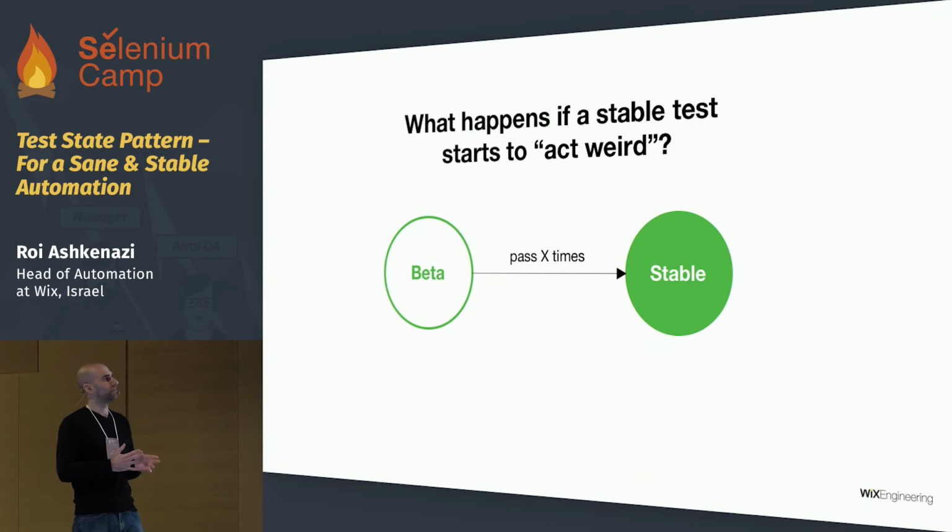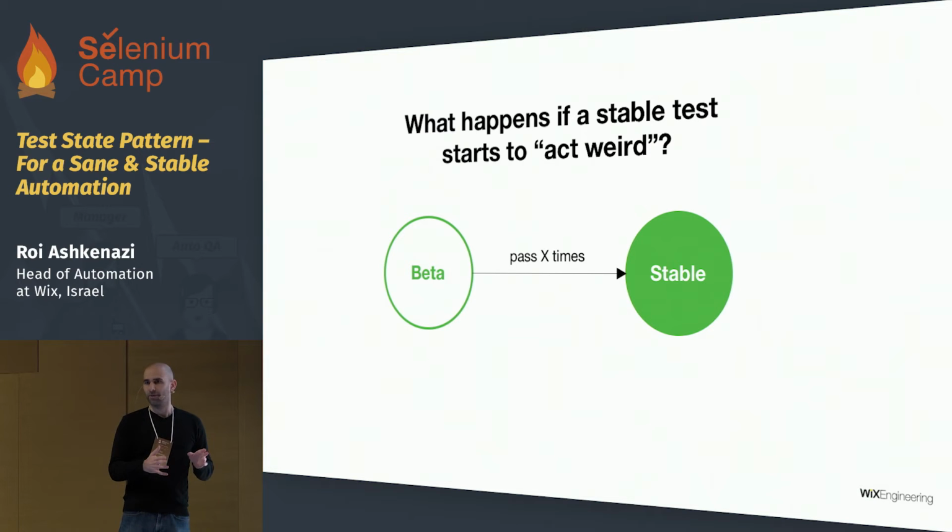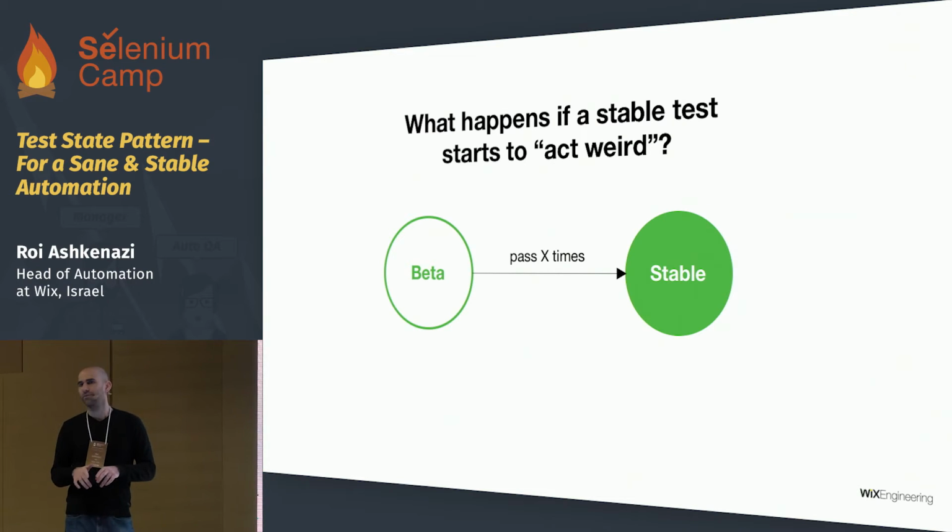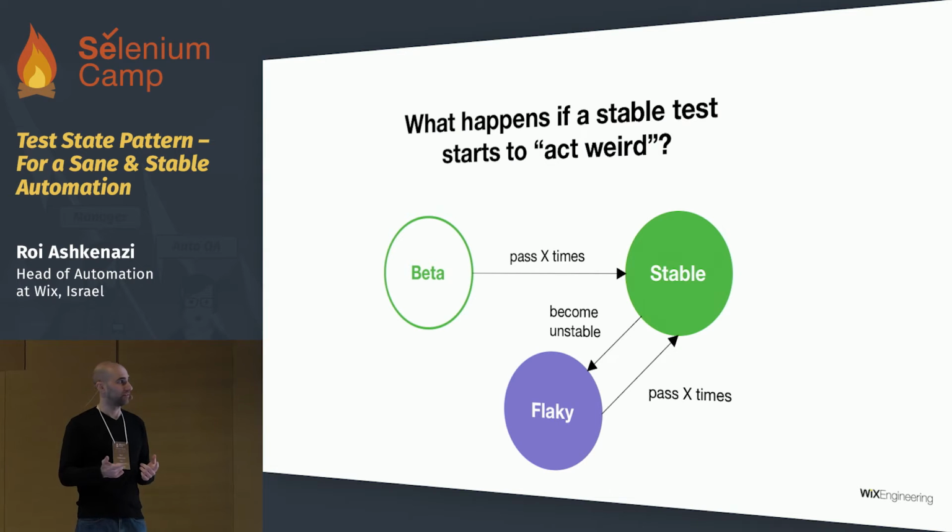But let's say we have a beta test. It was OK for some time, enough time to trick our algorithm, and it moved to stable. And someday, something happened. We don't know. It can be for multiple reasons, but it started acting weird, let's say. And if a test starts to act weird, we just call it flaky.